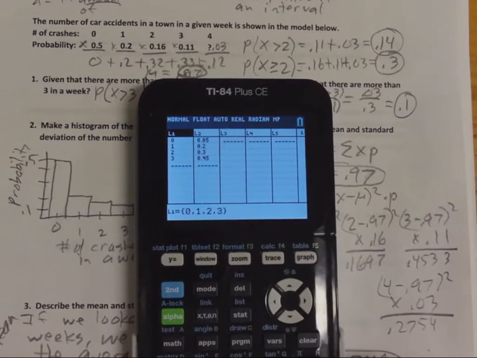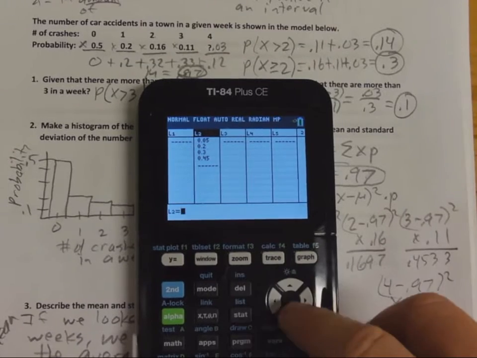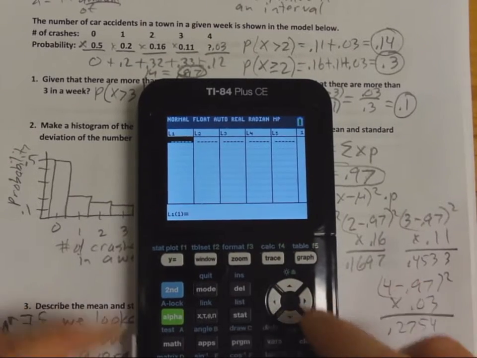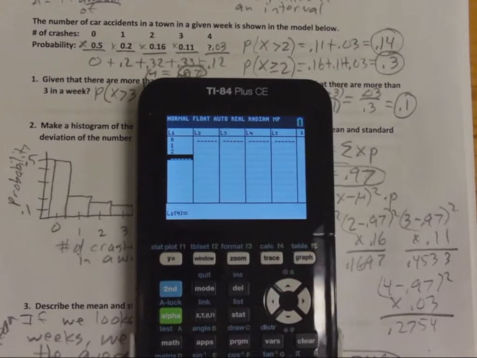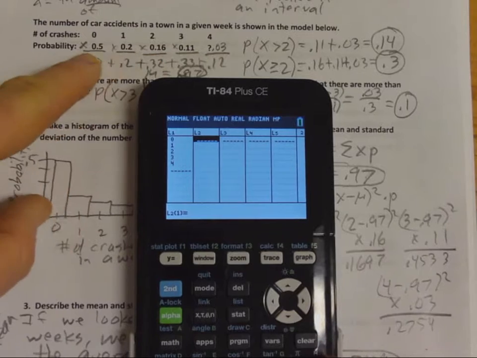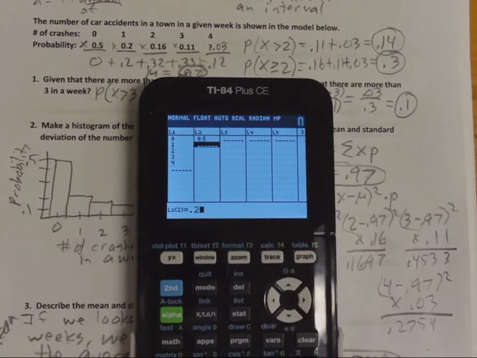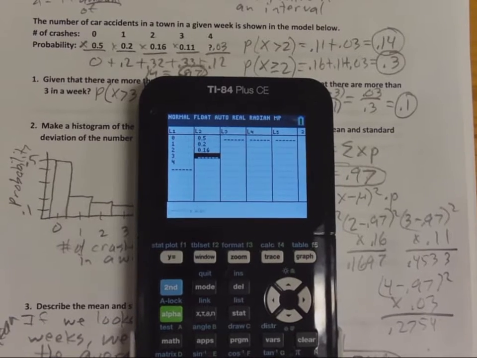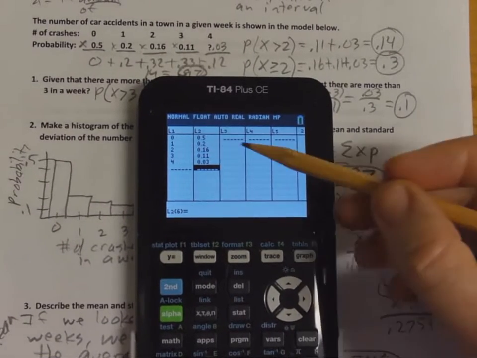So let me clear these out. I hit clear and down arrow to clear these lists. So clear and down arrow. All right, and so I'll put the x values here: 0, 1, 2, 3, and 4. And then in list 2, I'll put the probabilities, 0.5 and 0.2 and 0.16 and 0.11 and 0.03. So I believe I've entered those right.